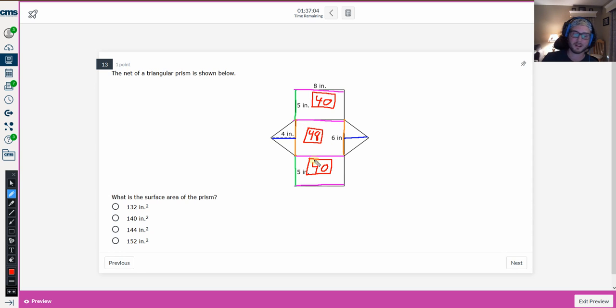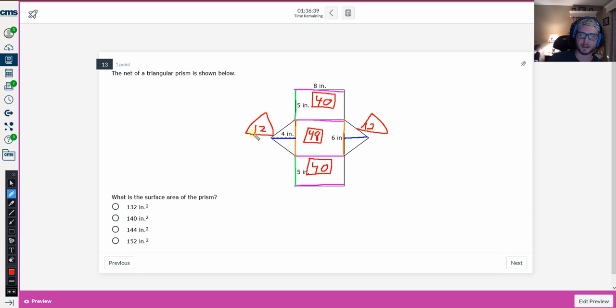Okay? Lastly, our triangles. Our triangles have a height of 4. We can see that here. And they have a base of 6. So for the triangles, we do 4 by 6, but remember to divide by 2 or multiply by 1/2. And we get an area of 12 for each of them.